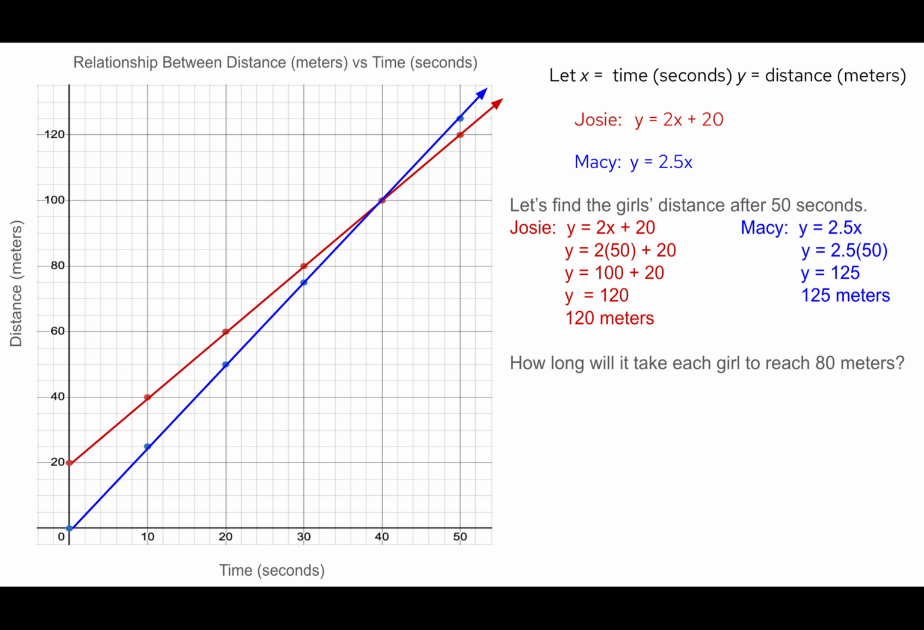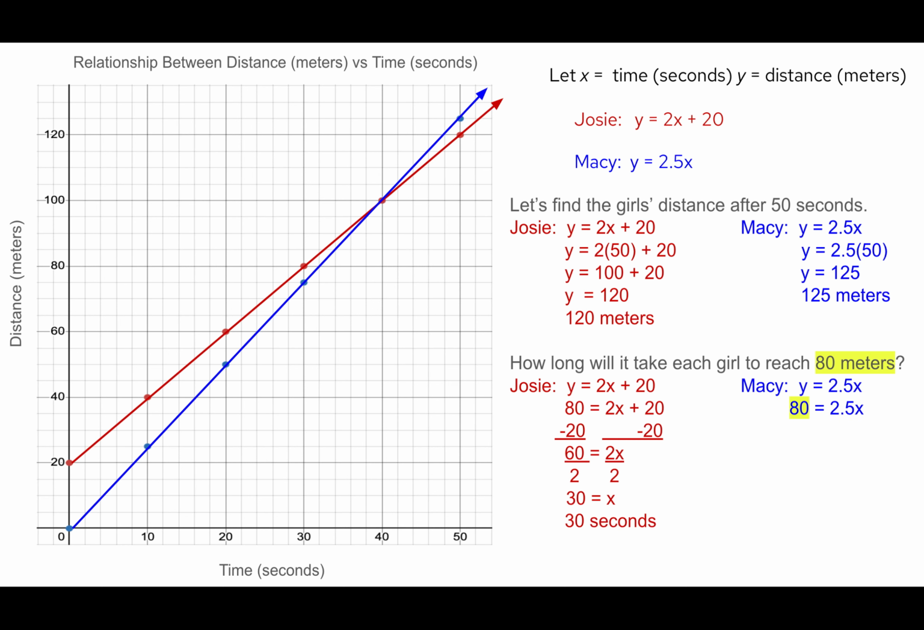Now let's see how long it takes each girl to reach 80 meters. So now I'm giving you the distance, so I'm giving you the y. With Josie, we replace the y with the 80 for the 80 meters. We subtract 20 from each side, and 60 equals 2x. So when you divide, x is 30. So Josie takes 30 seconds to go 80 meters.